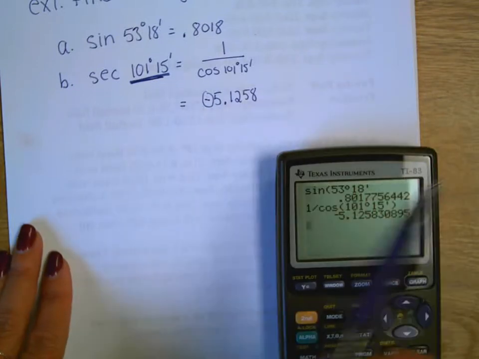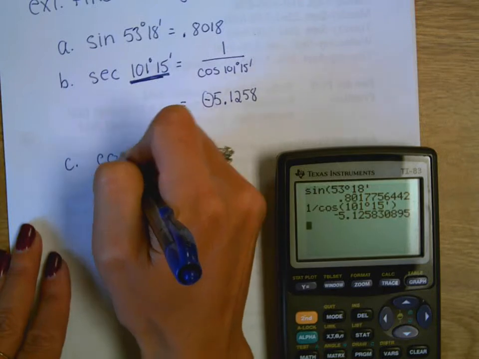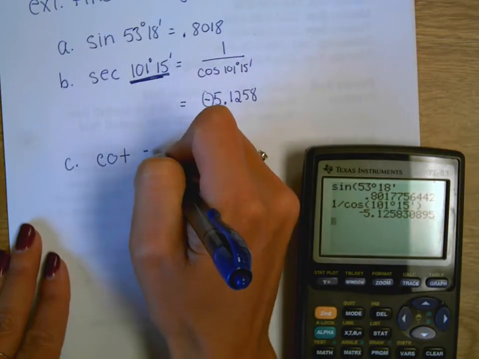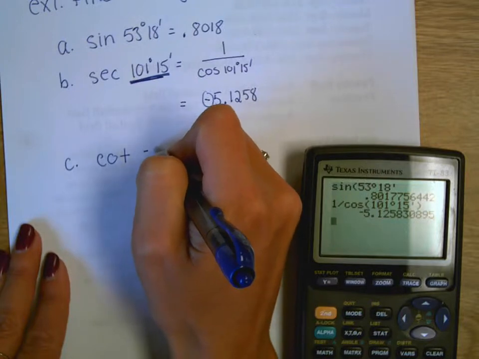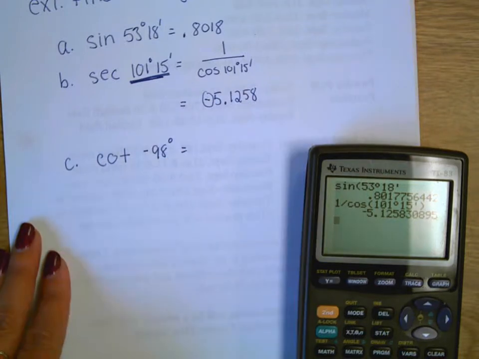Alright, what if I gave you cotangent of negative 98 degrees? I won't put the minutes on this one.